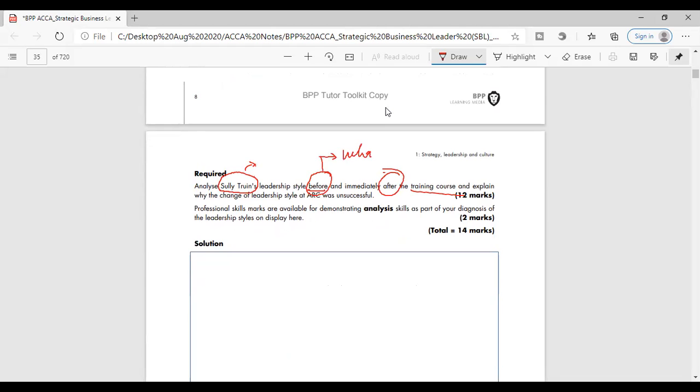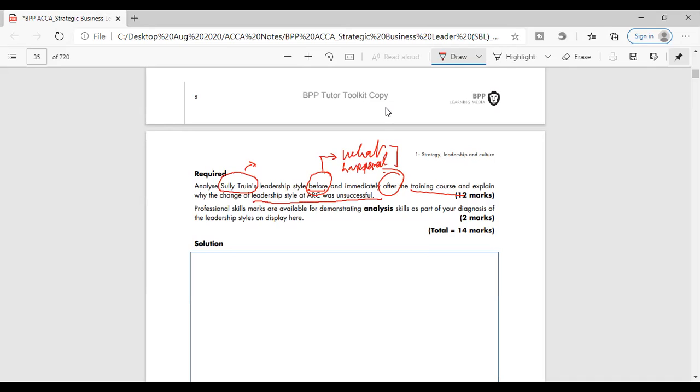What happened before and after the course, right? And explain why the change of leadership style at ARC was unsuccessful. Oh, explain why the change of leadership style at ARC was unsuccessful. It seems that still the leadership style was not changed.